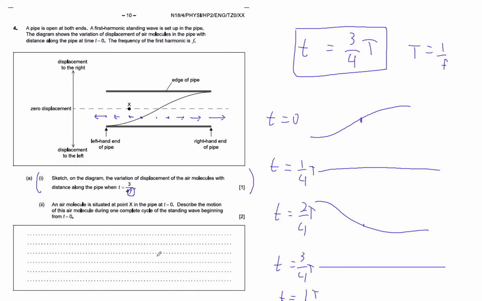Okay, an air molecule is situated at x in the pipe at t equals 0. Describe the motion of this particle for 1 complete cycle. So notice that it starts off displaced to the left. Okay, so here it is, right? It's displaced to the left. It'll go through the center. It'll be displaced to the right. It'll go through the center, and it will come right back.